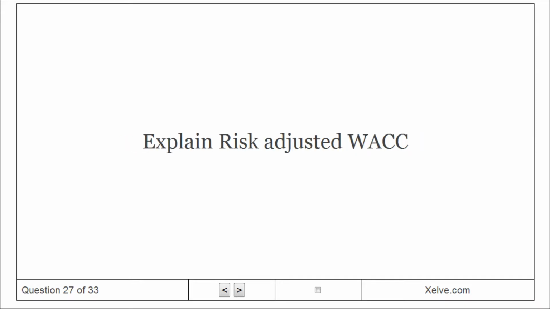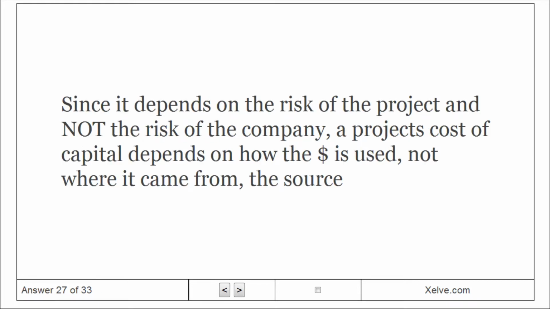Explain risk-adjusted WACC. Since it depends on the risk of the project and not the risk of the company, a project's cost of capital depends on how the dollar is used, not where it came from, the source.